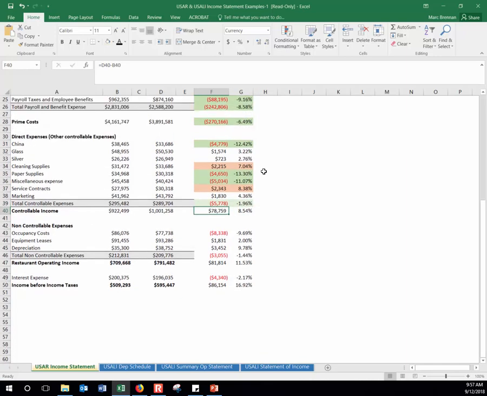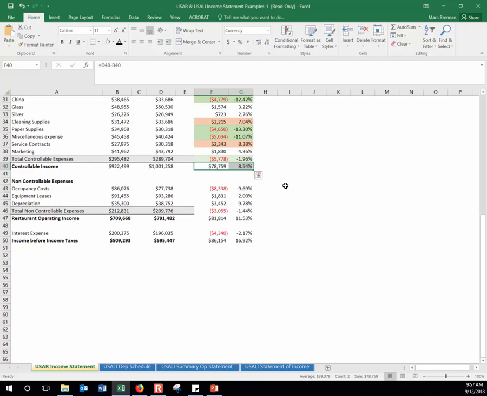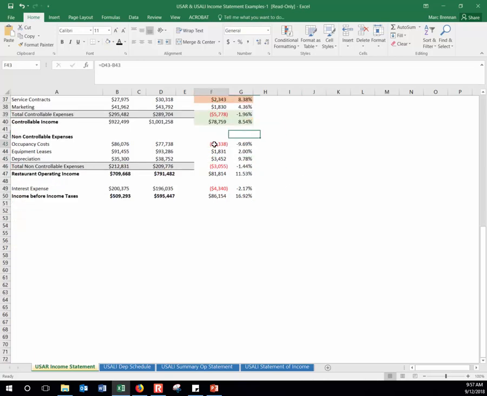Now, when we're looking at income, a positive number is a good thing when we're looking at comparative analysis. That means that our income, or profit so far, controllable income, is doing better. I'd be happy with that. Occupancy costs went down. That means that somehow we saved on our occupancy costs. Maybe we discussed a better lease option. Equipment leases went up. I would be less concerned about non-controllable expenses because we can't control them. If we look at our income, remember, going up is good.